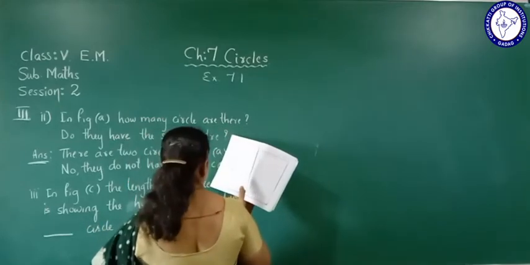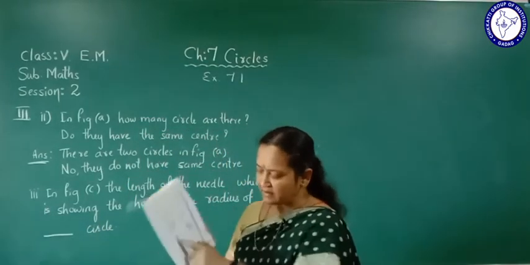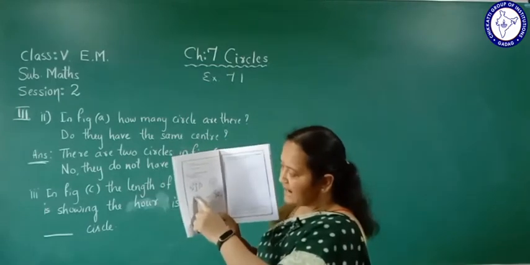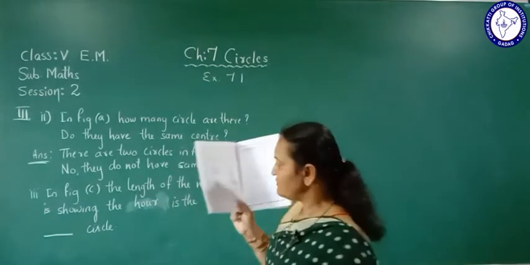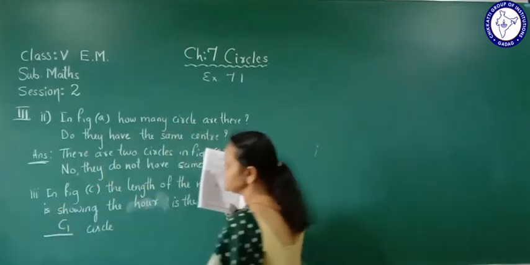So here check in figure C. Where is our hand? Here you can see our hand. It is the radius of the C1 circle. So here write a circle C1.